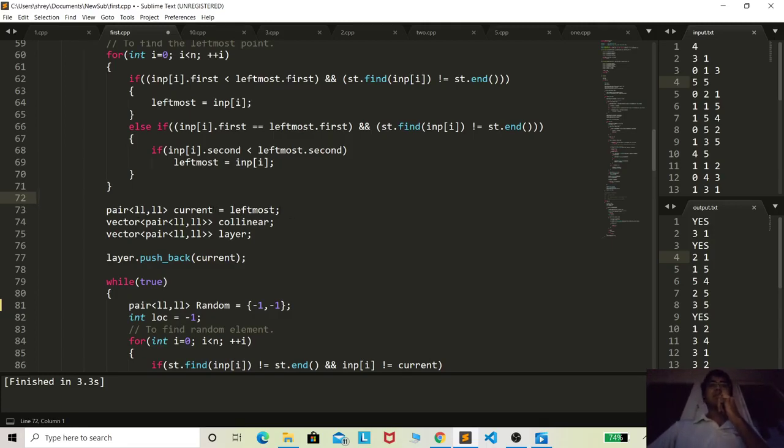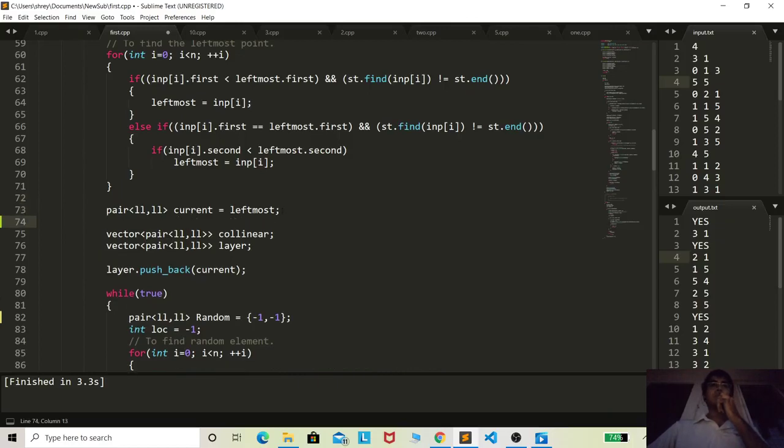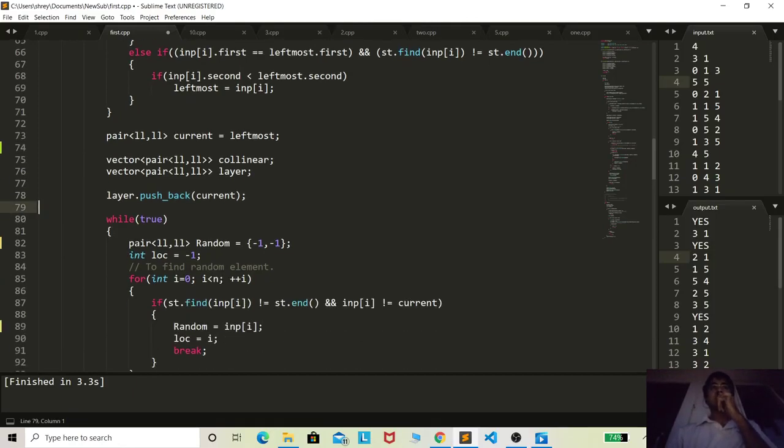Here we take 2 more vectors. One is collinear, for dumping the unused points in the same line, and then layer is to include the points of the current layer. Okay, so anyhow we know that the leftmost point will always be a part of the layer. So here only we just push back into the layer. So this step is just pushing back the point with the least x coordinate.